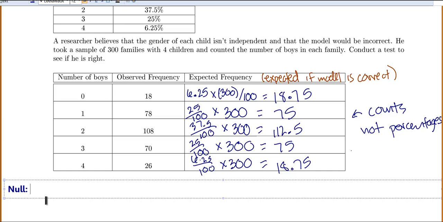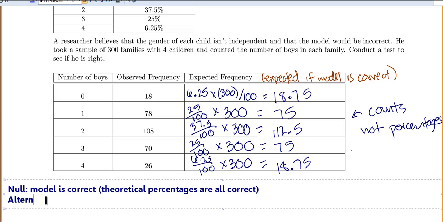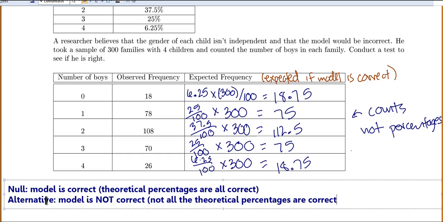So the null hypothesis is that the model is correct, or the theoretical percentages are all correct. The alternative is that the model is not correct, so not all the theoretical percentages are correct. Now when we say not all, that means that maybe only 1 is wrong, maybe only 2 are wrong, or maybe they're all wrong. We don't know, we just know that they're not all correct.